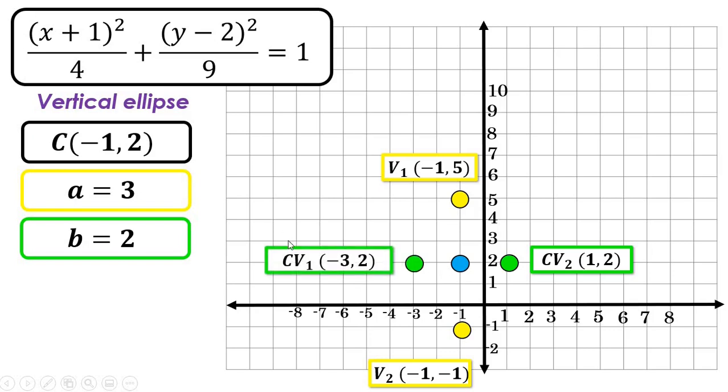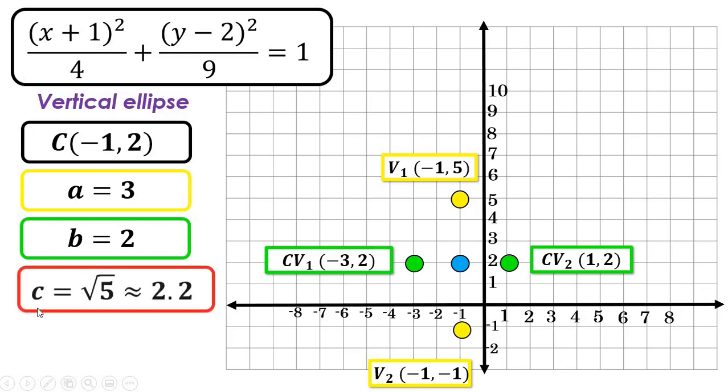This will be the second co-vertex plotted at (-3, 2). Then to plot the foci, we need to get the value of c, which is just the square root of the difference of the squares of a and b. So that will be approximately 2.2. It's best if you round it off to 1 decimal place so that you will not be confused with a lot of decimals. So the movement from the center up and down will be 2.2 units. This will just be merely an approximation.